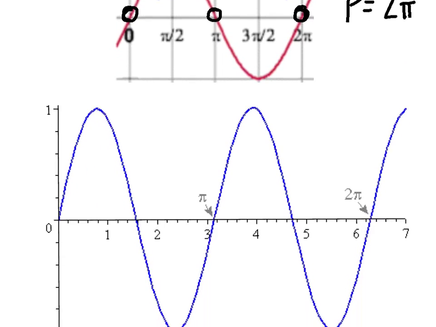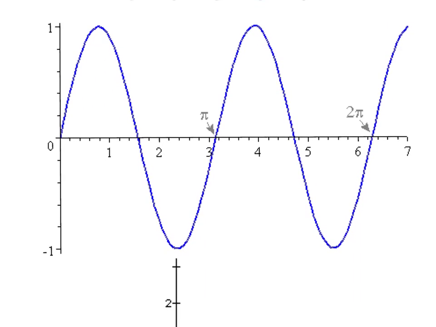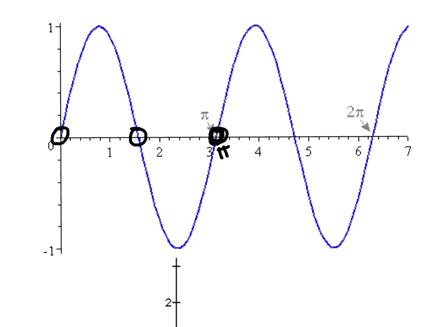Take a look at another one here. All right, when did you complete the first cycle? It looks like right here. That's pi, okay? That's where the third root is: first root, second root, third root. That's where we got the pi. So I would say the period of that graph is pi radians. That's how many it took to complete one cycle.